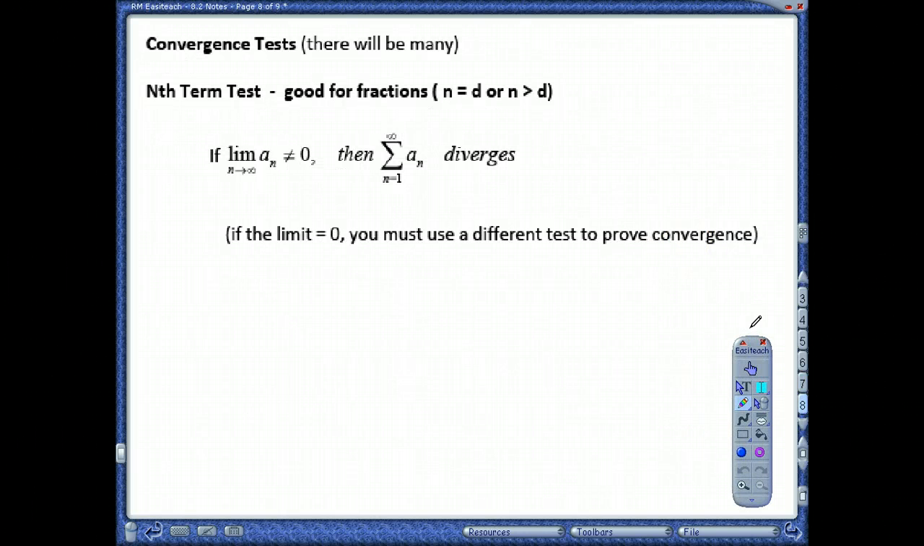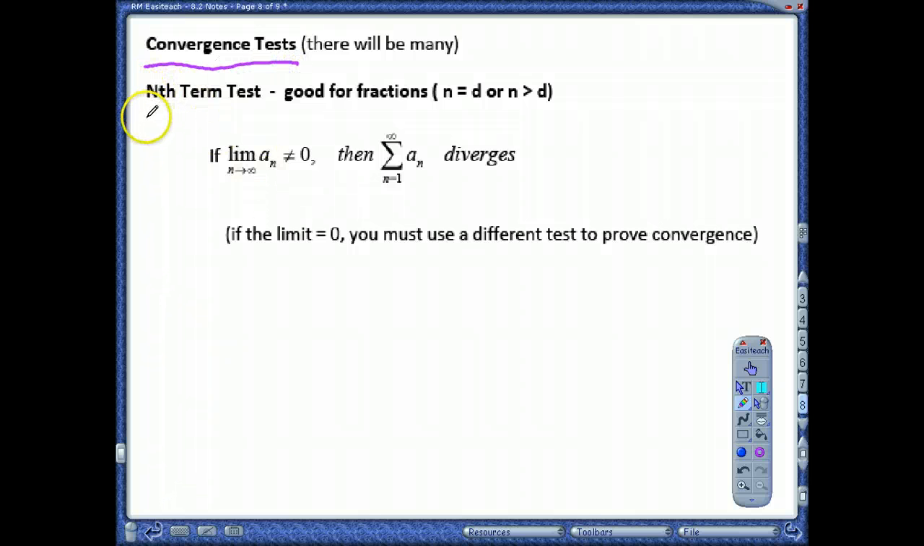Now, convergence tests. They are in the future just going to give us a whole bunch of problems, and they're going to ask us which of the following series converge or which of the following diverge. Okay, and like I said, some of those have their own specific test. Geometric series has its own test. You are always going to use that. Okay, other series don't have a specific test. Okay, so you've got many to choose from.